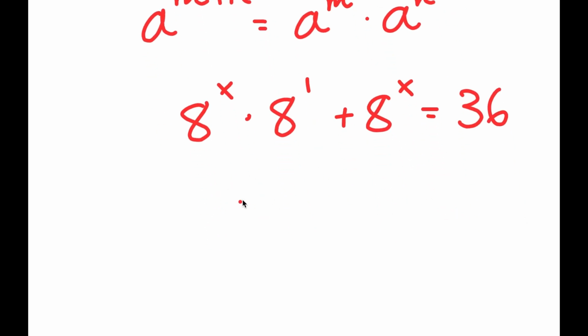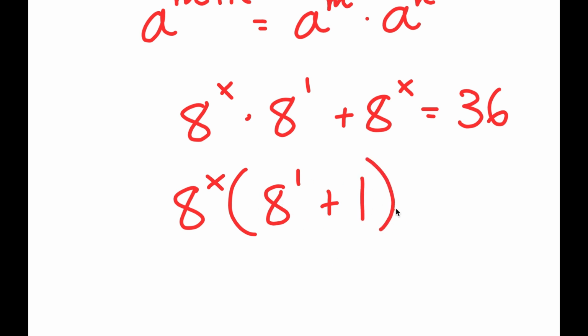Now from here, I'm going to factor out a to the power of x. So I get a to the power of x times, well, a to the power of x times a to the power of 1 divided by a to the power of x, all that's going to be left is a to the power of 1. And a to the power of x divided by a to the power of x is simply just 1. So I get a to the power of x times a to the power of 1 plus 1 is equal to 36.